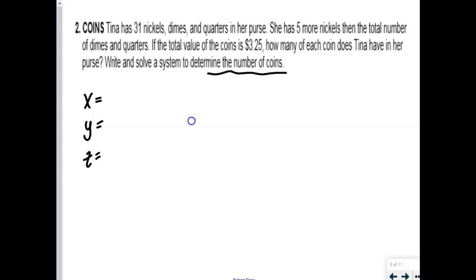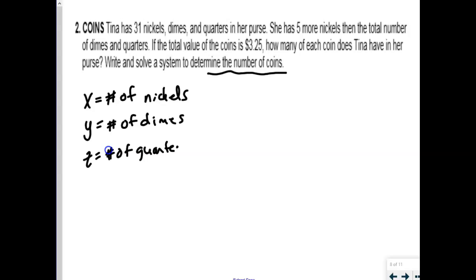What do you want X to represent? Number of nickels? All right. And then Y, I'm guessing you'll go with number of dimes. I like it. You're going in order of the question. And then Z would be number of quarters. And this was open to interpretation. If Daniel wanted to use N's and D's and Q's, he sure could have. Now let's set up 3 equations.